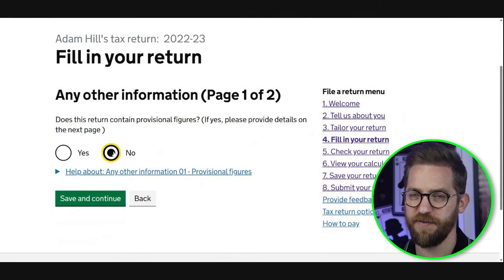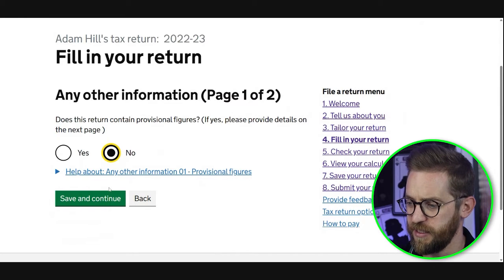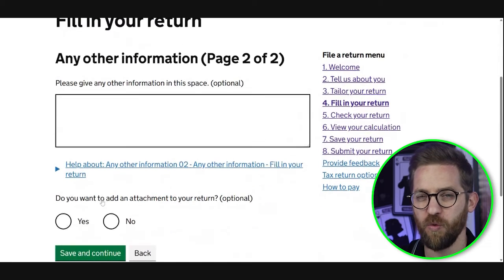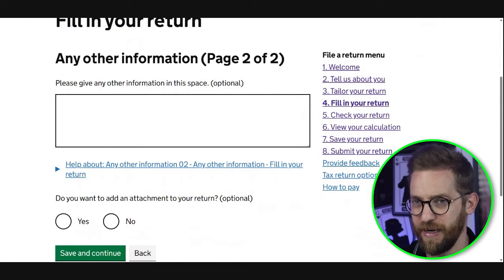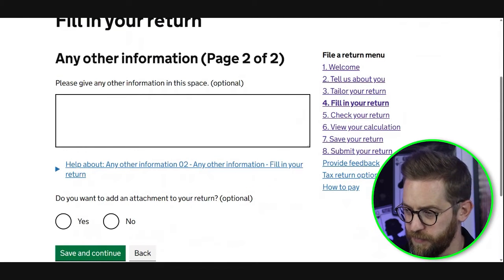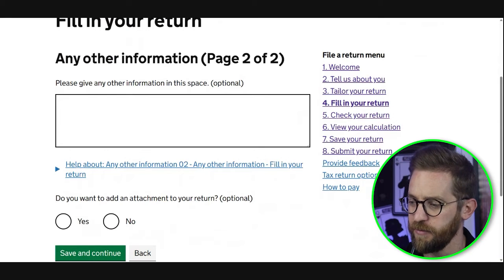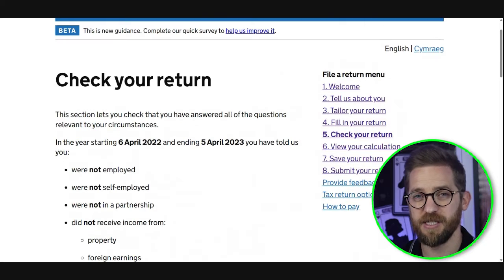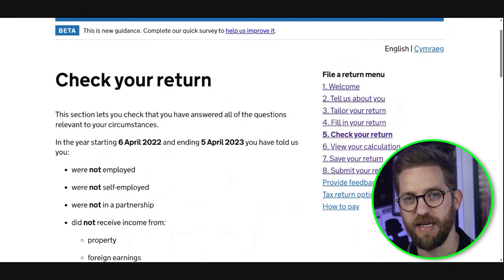So I'm happy these are final figures, and I'm going to save and continue. A bit more white space, but this is just general white space. So if you have anything related to your general self-assessment, then you can enter that here. And no attachments. Save and continue. And that is us finished with all the entries needed for the capital gains section of the tax return.